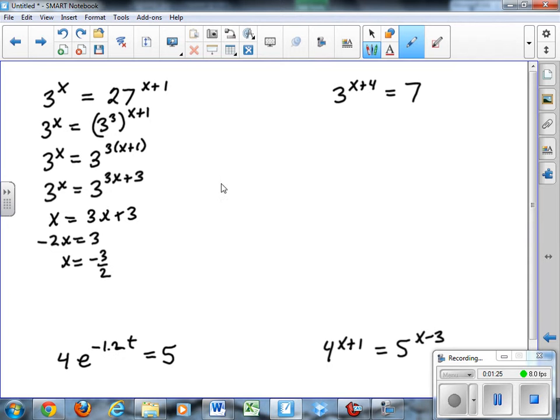If we check this equation, we can substitute negative 3 halves in for x in both of these places, and we should get the correct answer. What I mean is we should get the left-hand side equal to the right-hand side.